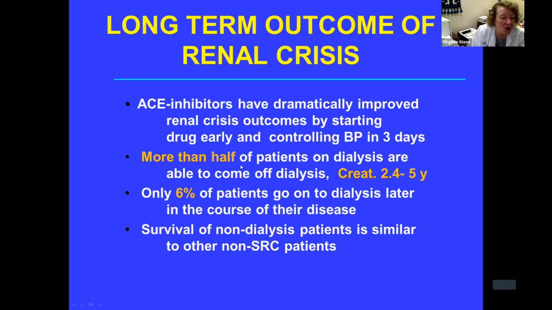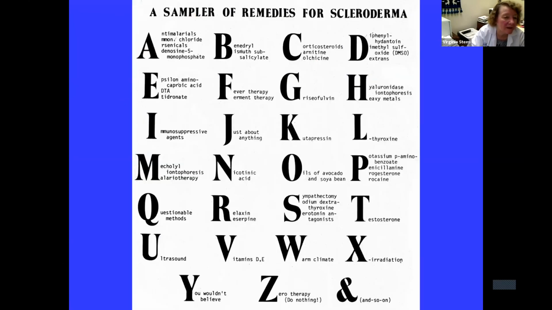But if you come off of dialysis, most patients stay off dialysis, and only 6% of that group later had to go on to dialysis, and most of those were because they had stopped their ACE inhibitor. The survival of the non-dialysis patients, meaning the ones that came off and the ones who never needed it, was just as good as all the other scleroderma patients that didn't have renal crisis. So that's all good to hear.